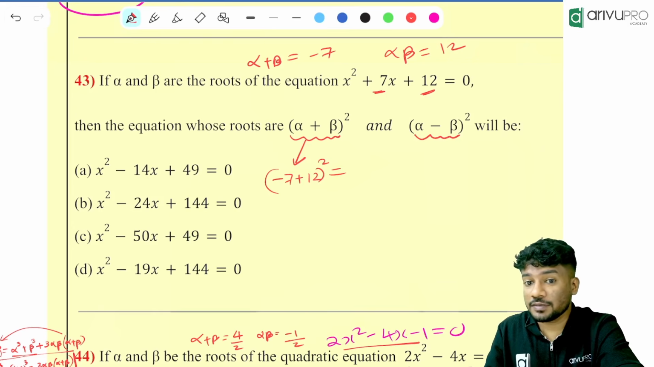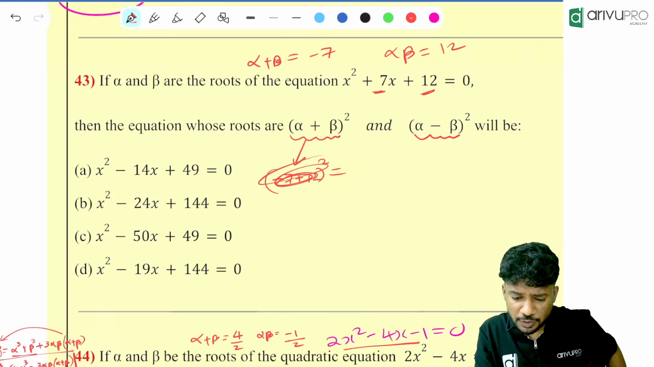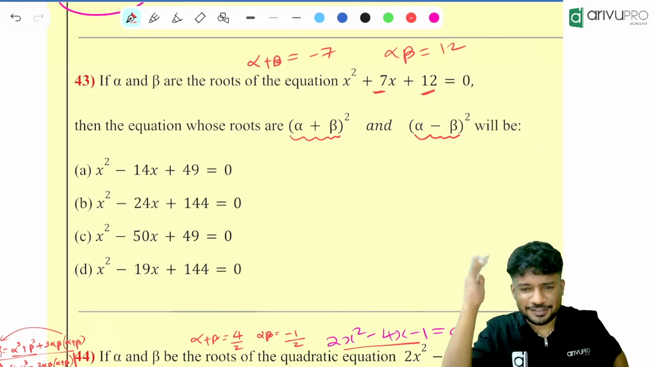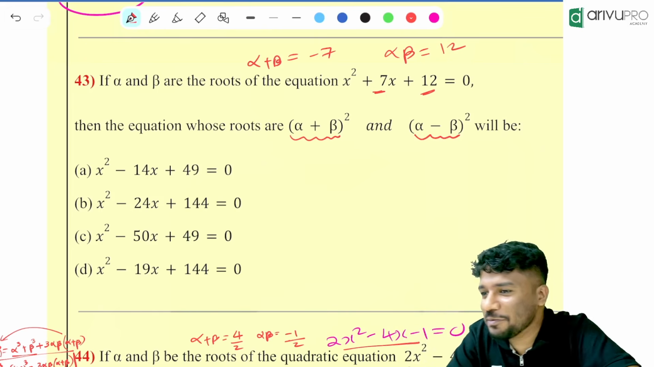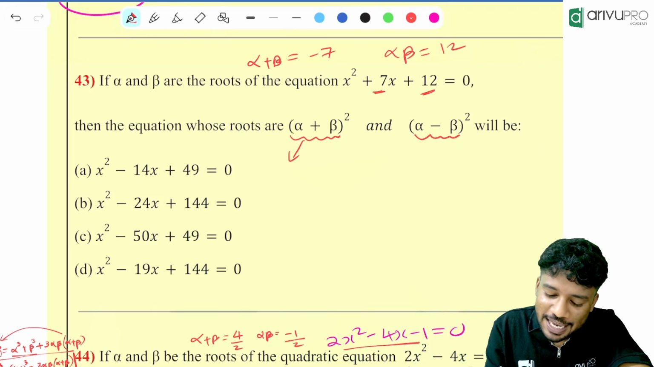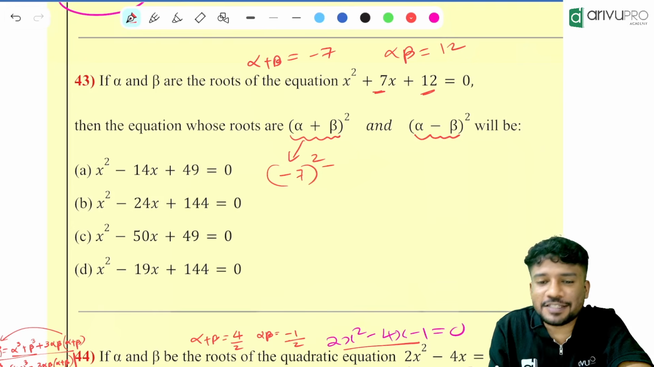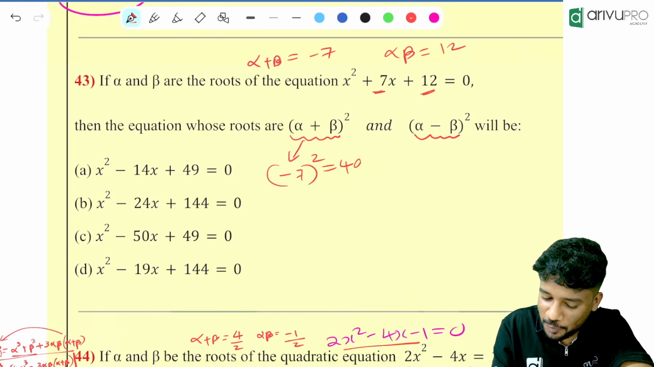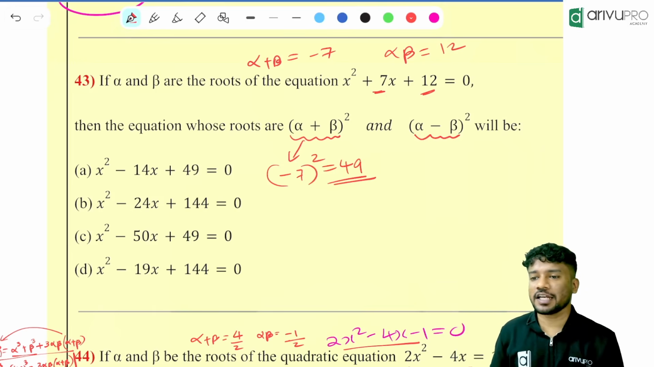Sorry, what did I do? Alpha plus beta the whole square. What is the formula? Alpha plus beta the whole square is nothing but -7 the whole square, which is equal to how much? 49. So the first root is 49.